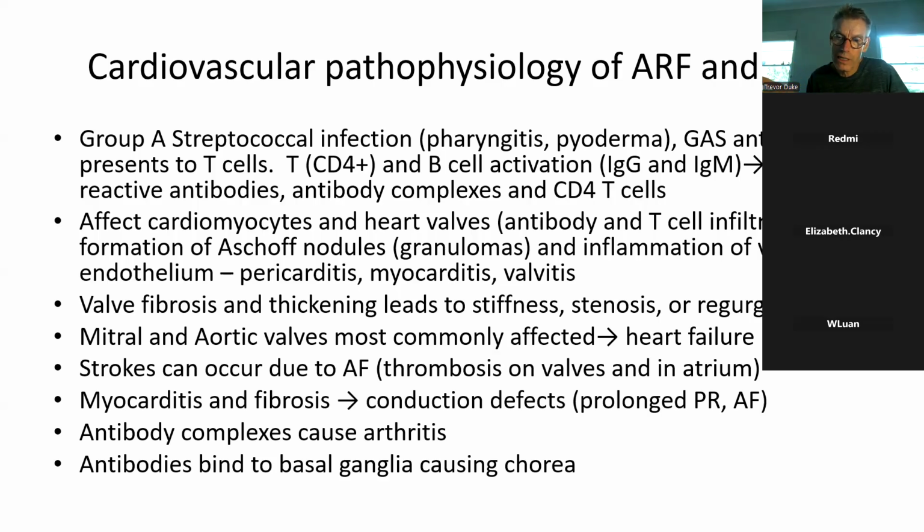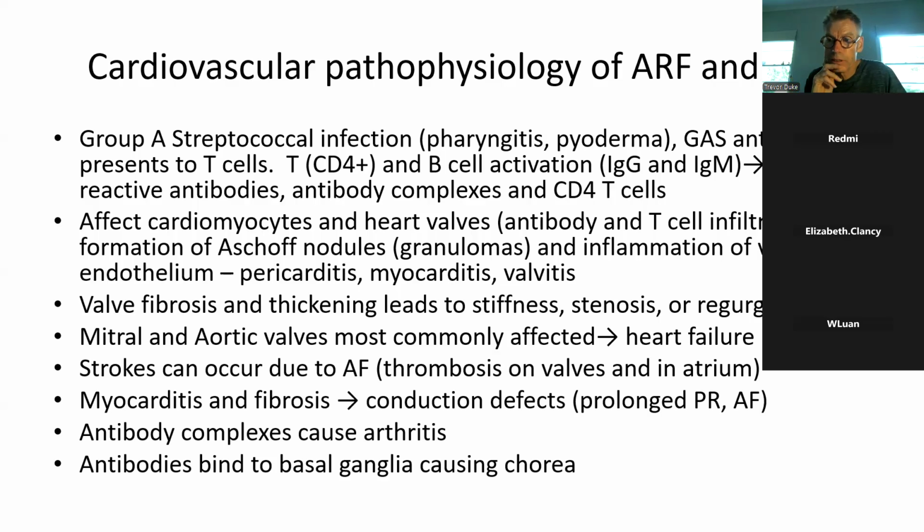And the B cells produce antibodies, IgM or IgG, and they're often cross-reactive antibodies, and they cross-react with lots of other tissues in the body, including the heart, including the brain, including the kidneys. And in terms of the heart, they affect the cardiomyocytes, so the heart muscle cells, and also the heart valves. And that leads to the inflammation that we see on the heart valves of the vascular endothelium surrounding the heart valves. And that can lead to pericarditis or myocarditis or valvitis.